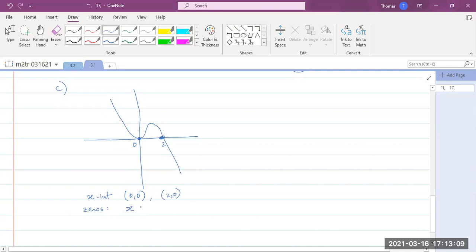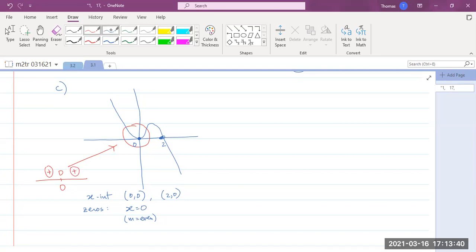x equals 0 is a zero with even multiplicity. Why? It's bouncing. To the left and to the right, it has the same sign, both positive. If we zoom that in, x equals 0 is a zero, and on the left-hand side the graph is above the x-axis, the right-hand side is also above the x-axis. So it must be even multiplicity. The other zero is x minus 2.